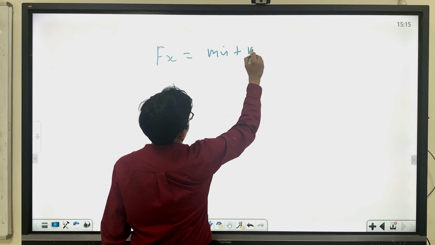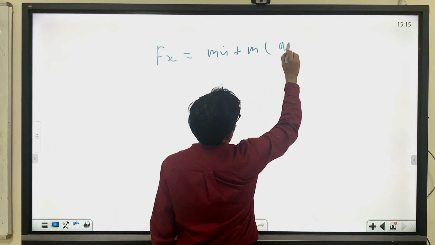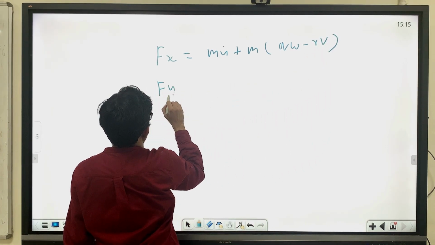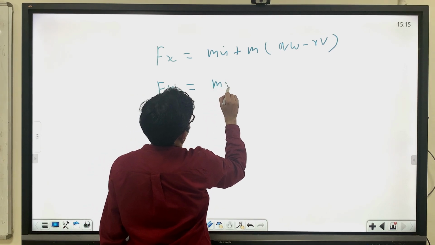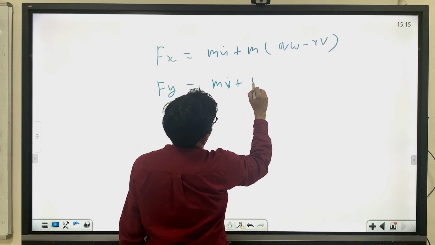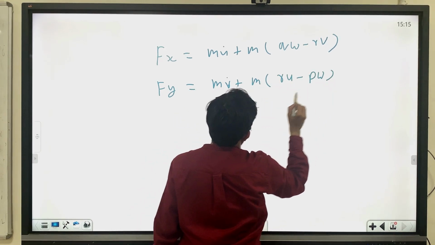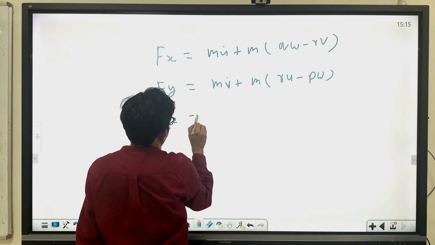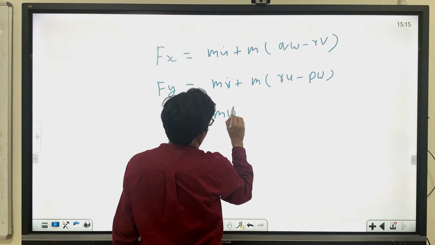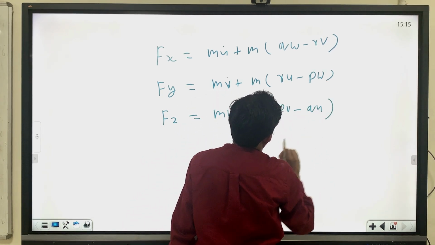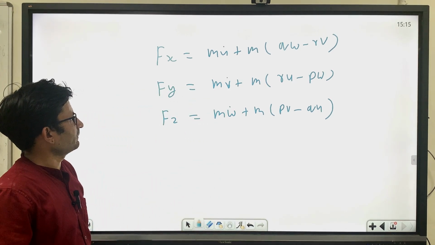Mu dot plus M, Qw minus Rv and Fy. Mv dot plus M, Ru minus Pw. Perfect. And this, Mw dot, Pv minus Qu. Easy to remember.